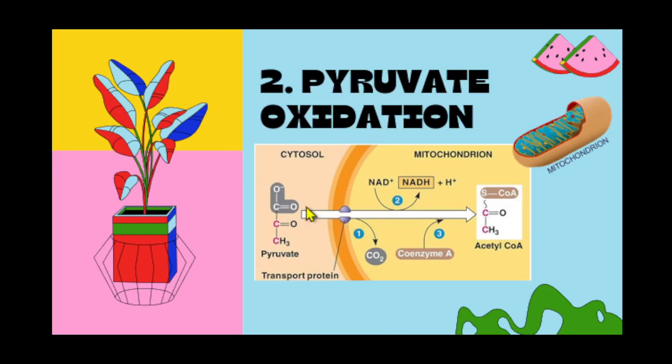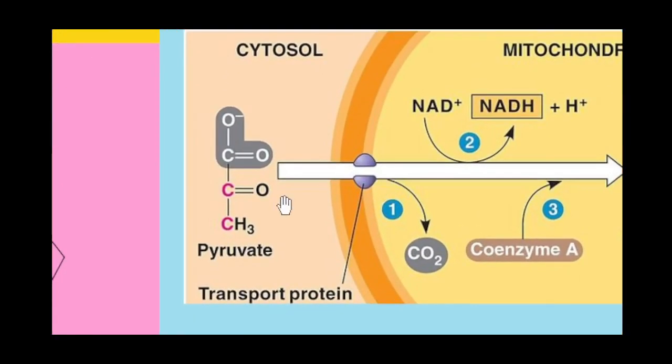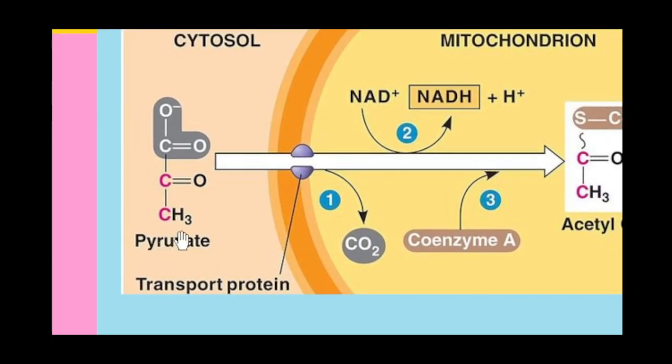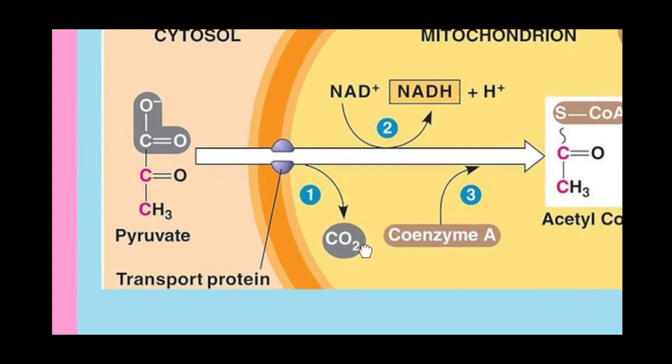Okay, it looks like this. So look at our pyruvate here. It's in the cytosol, so it's outside, and it has 1, 2, 3 carbons. This pyruvate will be transported. We have a transport protein to help us do the job. And then carbon dioxide will be released, so 1 carbon will be taken.